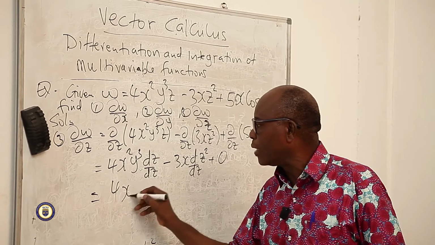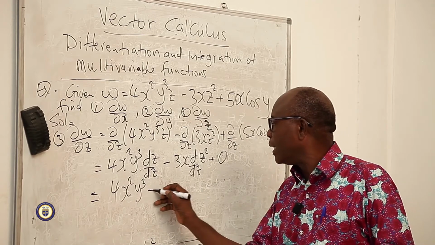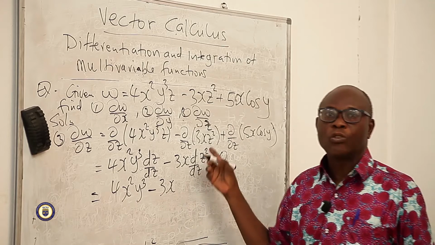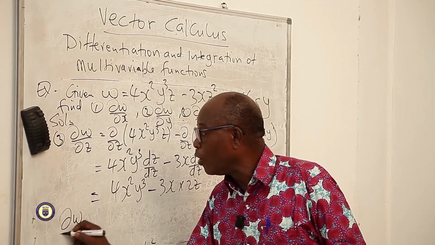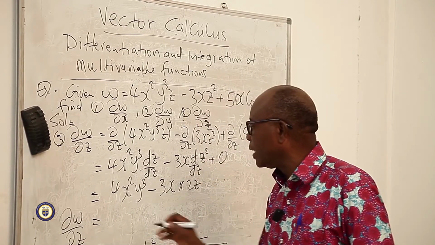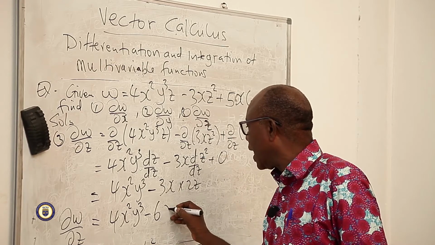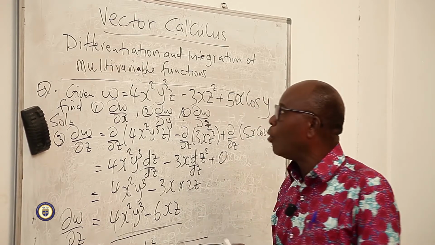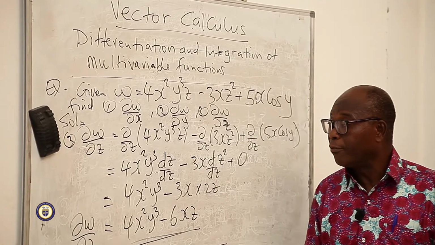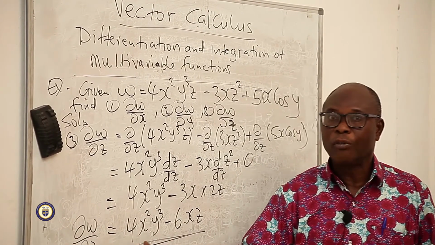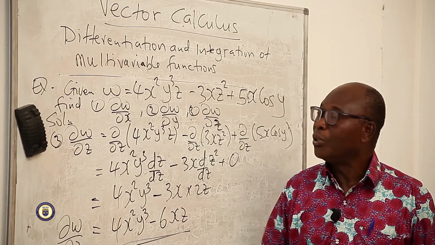So we have 4x squared y cubed. If you differentiate z with respect to z, you get 1. Minus 3x, and if you differentiate z squared with respect to z, you get 2z. So finally, if you differentiate w with respect to z, you get 4x squared y cubed minus 3 times 2, which is 6xz. And so that is how we do the partial differentiation. I hope we've learned something from here. Let's be careful that when differentiating with respect to z, all variables in x and y we keep as constant.